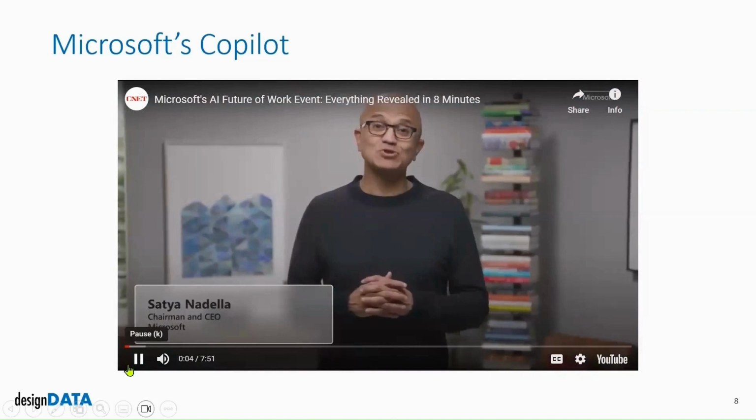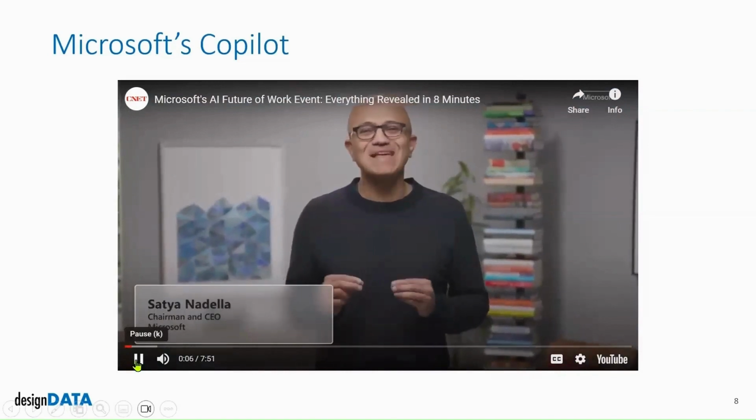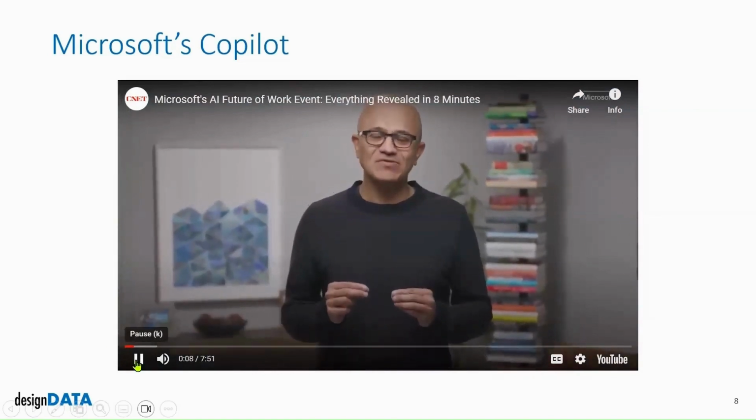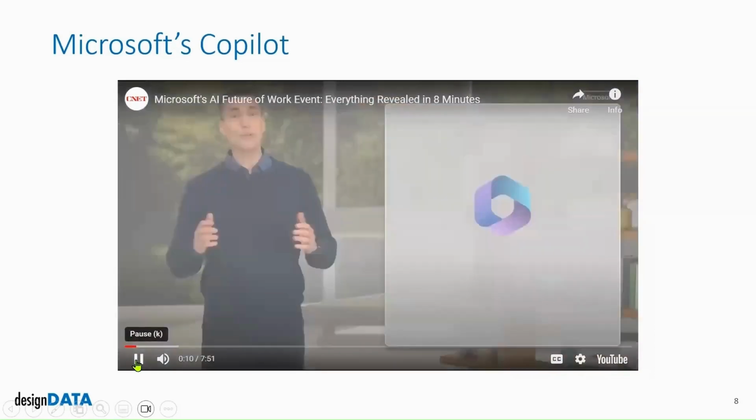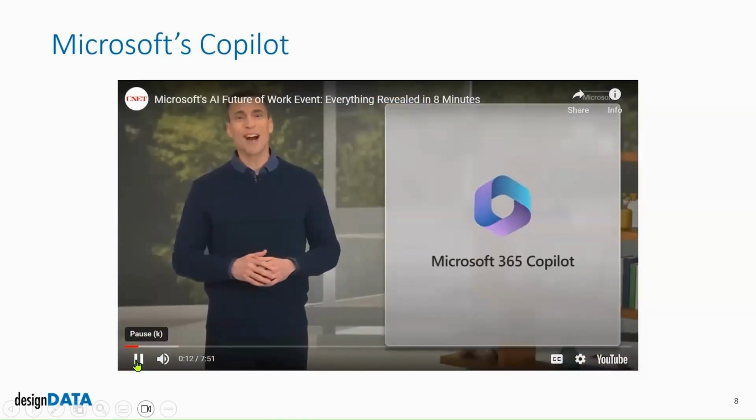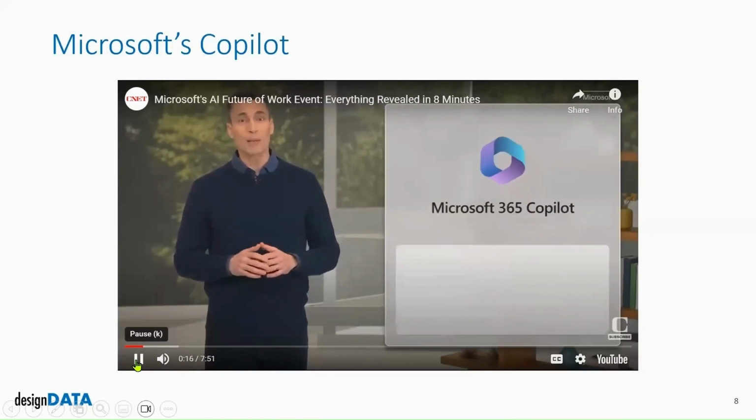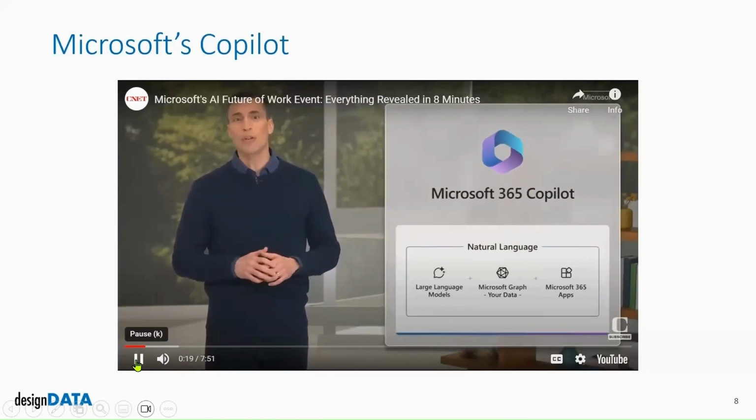We are here today to talk about something that's very fundamental to the human experience, the way we work. Introducing Microsoft 365 Copilot, your Copilot for work. Copilot combines the power of large language models with your data in the Microsoft Graph and the Microsoft 365 apps to turn your words into the most powerful productivity tool on the planet.